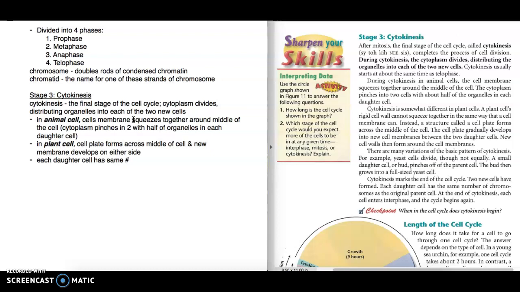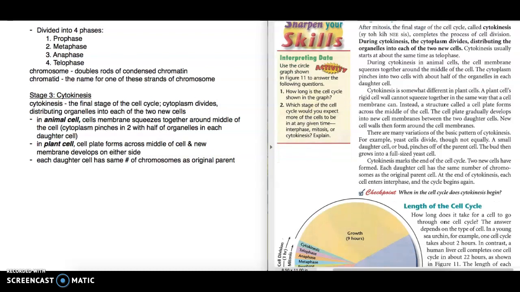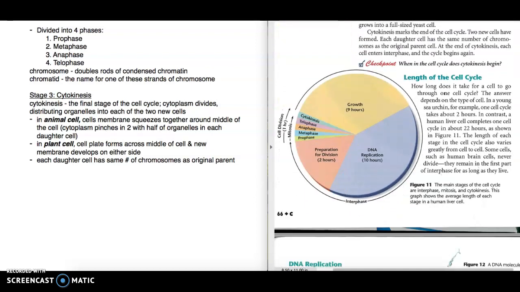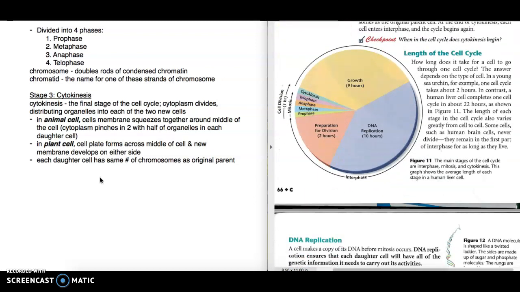The last thing I notice in this section that's important is that at the end of all of this separation of the cells, each daughter cell has to have the same number of chromosomes as the original parent. We don't have new daughter cells that are different. We have new daughter cells that are exactly the same. When you're finished with that, go ahead and read the next section called the length of the cell cycle. When you're done, unpause the video and we will continue.